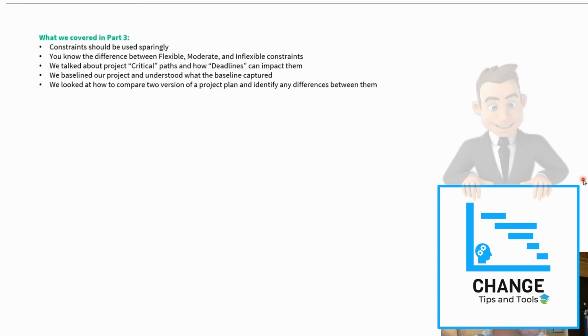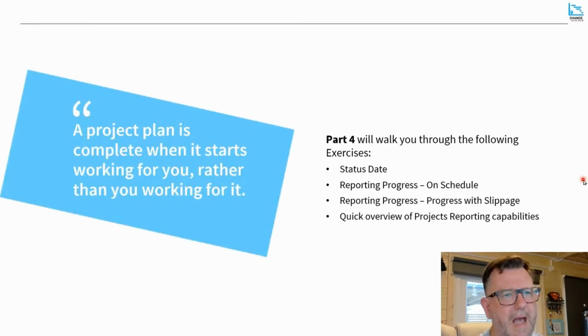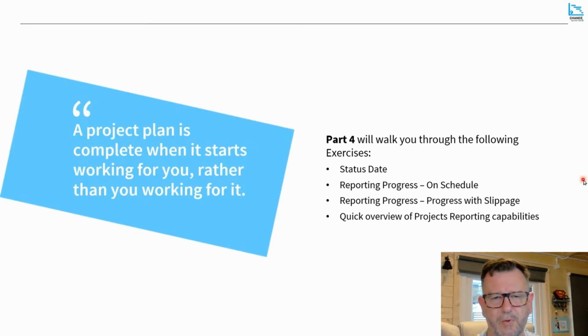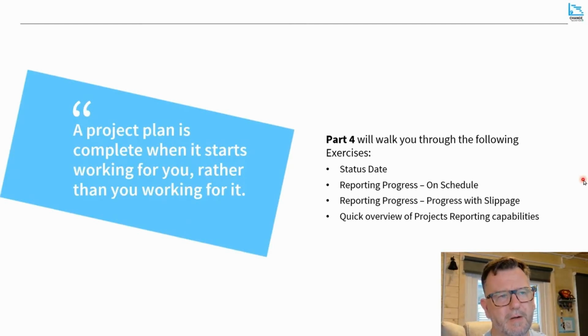We're going to look at how to report progress. So this is going to be quite quick now. I'm going to show you some scenarios and the importance of a status date, because when you are reporting progress on your project, you are following a reporting calendar, a reporting cycle. It might be weekly, it might be fortnightly, it might be monthly. So I'm going to tell you how to use the status date to reflect your reporting calendar and your reporting cycle.